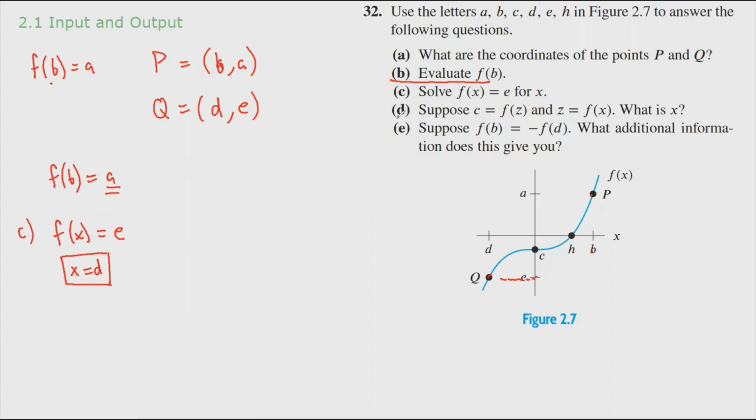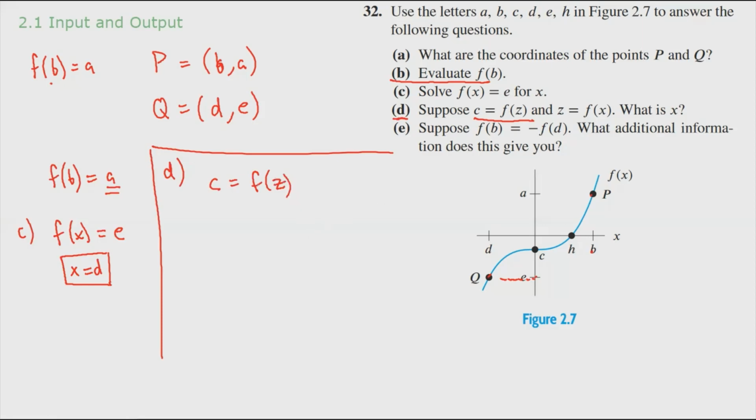I think this next question, part D, is the craziest of the bunch. And we suppose that C is equal to f of Z. And Z is equal to f of X. What is X? And so what I think we're going to do is we're going to start just working this thing backwards. Suppose C is equal to f of Z.